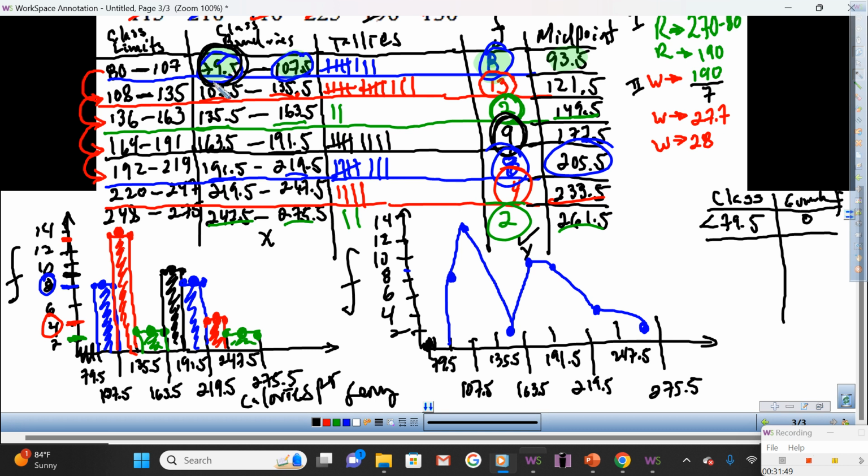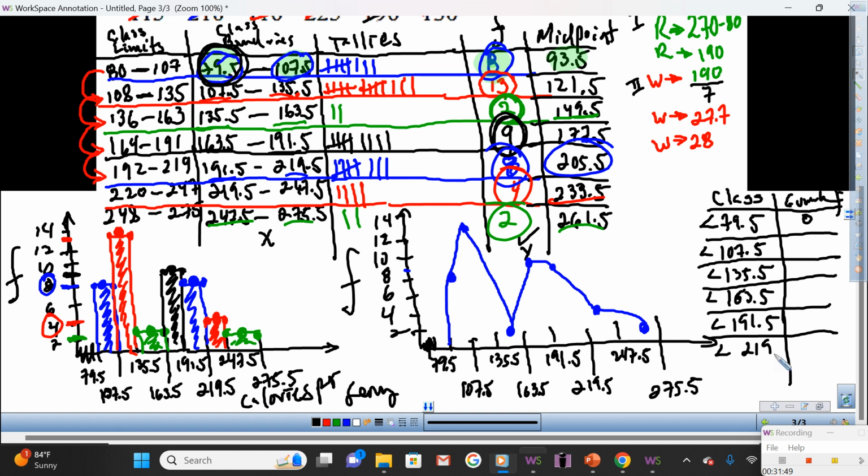From there, I don't use all these under here. I use all the ones to the right so it can go faster, yes? So the next one would be what? Less than 107.5. Next one, less than 135.5. Then less than 163.5. Then less than 191.5. Less than 219.5, and then less than 247.5, and then the last one less than 275.5.